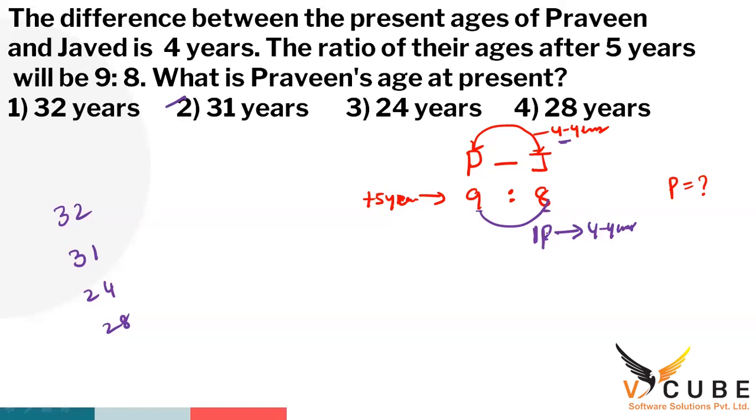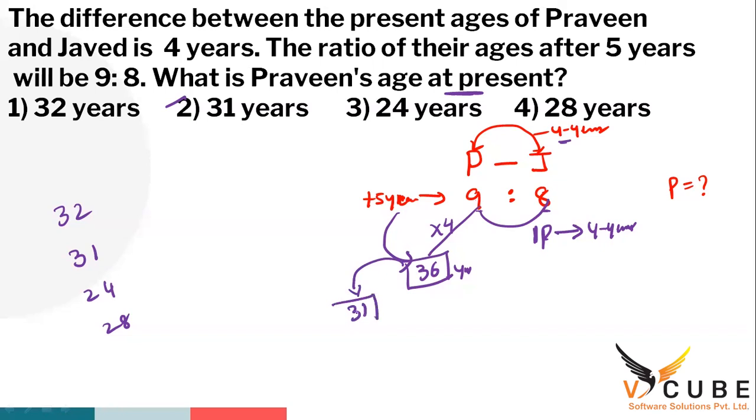Right. So Praveen is 9 parts and Javed is 8 parts. Difference is 1 part. 1 part is equal to 4 years. So find out Praveen's age. Praveen is how many parts? 9 parts. 1 part is how many years? 4 years. 9 fours are 36 years. This 36 years is after 5 years, so we have to find the present age. After 5 years, Praveen's age is 36 years. Now present age is how much, guys? 31. 31 years. Very good. So that's why option 2 is the right answer.